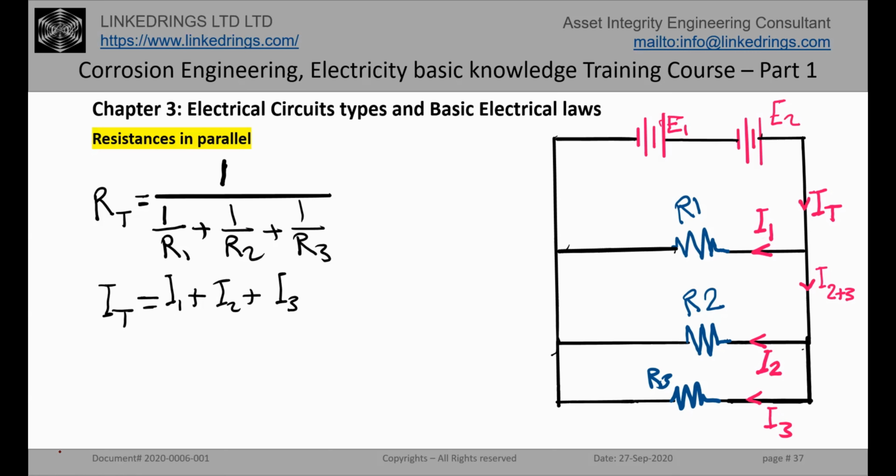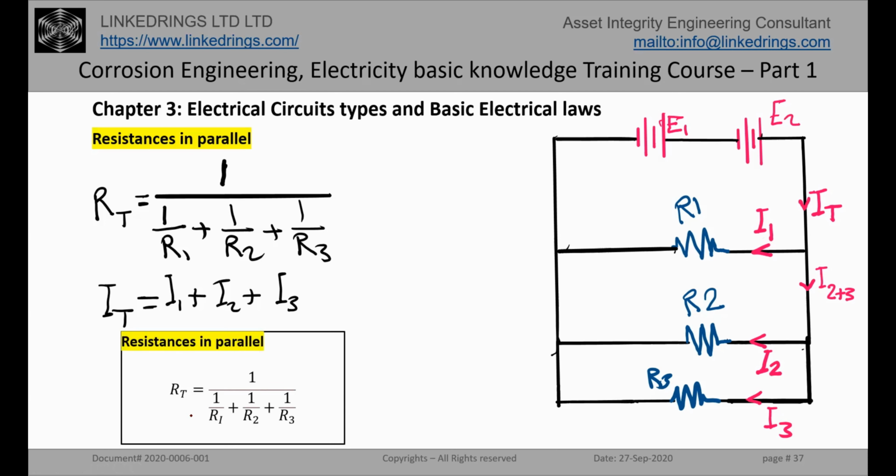What about I total? I total will equal I1 plus I2 plus I3. So this is the source current. This is the source voltage, which produces this main current. I call it I total as a better expression. It will be divided into I1 here, and I2 plus I3. So I2 will go through this branch, and I3 will go through this branch or this resistance. So I total equal to I1 plus I2 plus I3. We must memorize this resistance in parallel law.